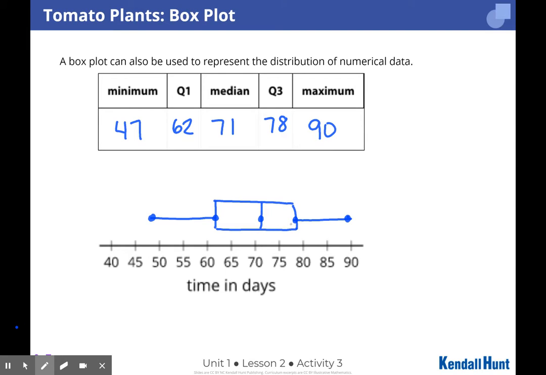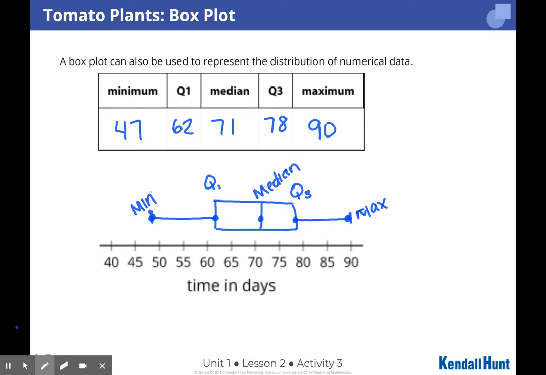So the two outside ones are the minimum and the maximum. And then we have our quarter one, quarter three, our median is in the middle, and our max, and our minimum. So all of those parts can be labeled and we can tell what they are.